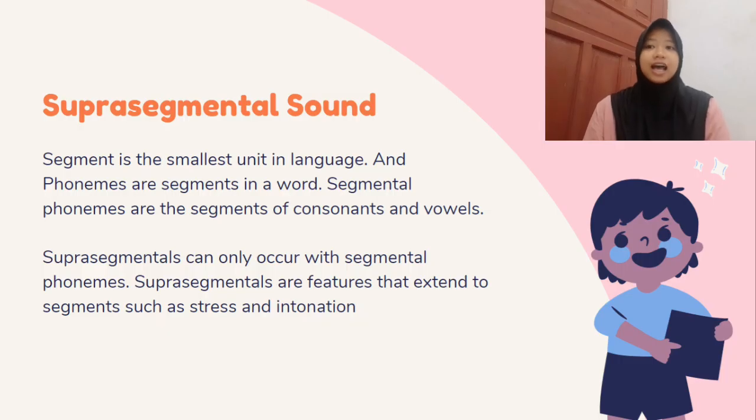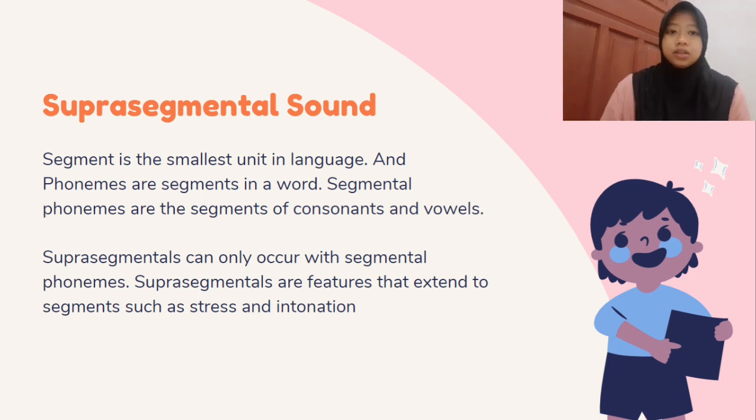Okay, next, I will explain suprasegmental sounds. A segment is the smallest unit in language, and phonemes are the segments in a word. Segmental phonemes are the segments of consonants and vowels. Suprasegmentals can only occur with segmental phonemes. Suprasegmentals are features that extend over segments, such as stress and intonation.